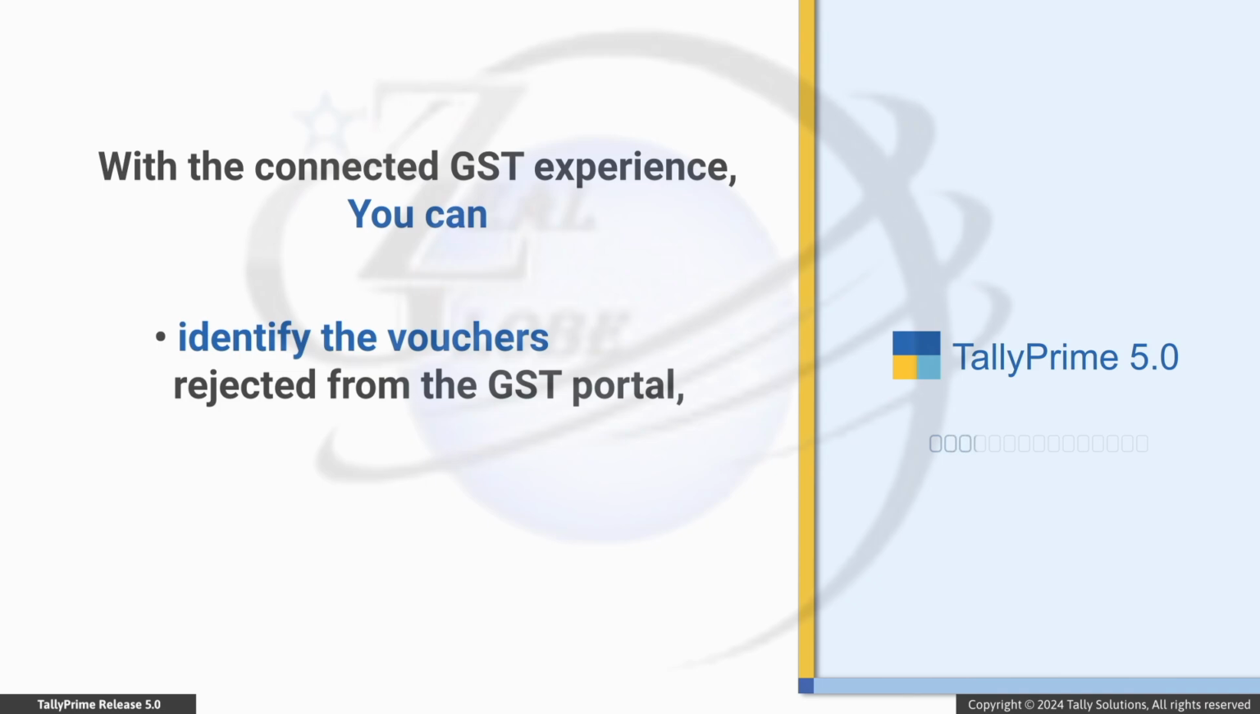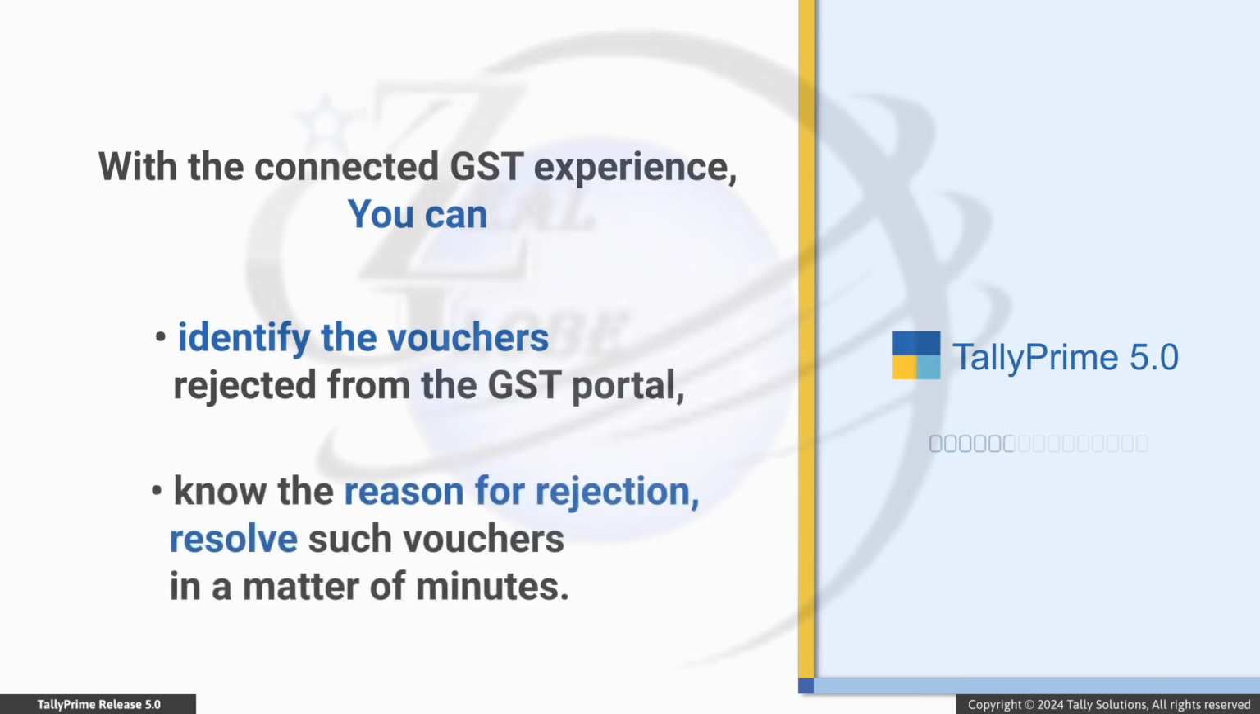Previously, it took a lot of time for you to identify the rejected vouchers and generate the rejection report. In addition to that, you had to identify the vouchers in Tally Prime and refer to the rejection report to resolve them. With the connected GST experience, Tally Prime Release 5.0 makes resolution of the rejected vouchers a cakewalk.